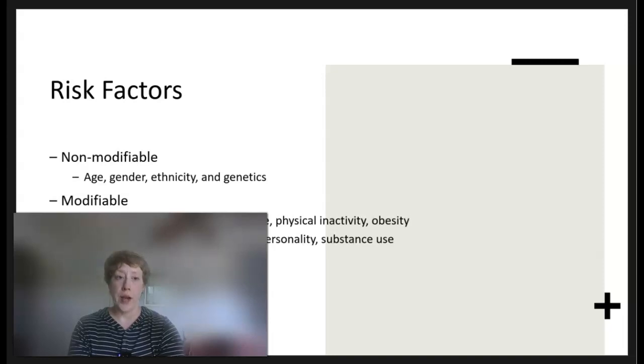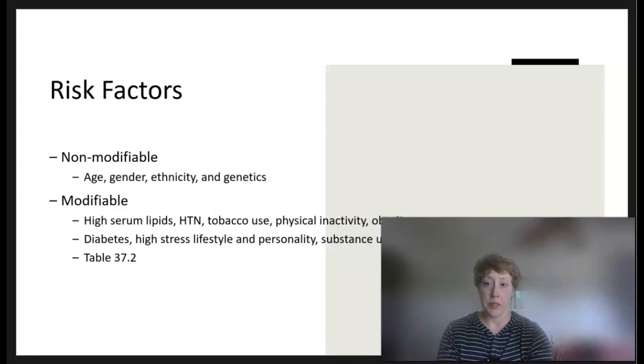Okay, so risk factors for coronary artery disease. Table 37.1, I believe, lists some of these risk factors. There's non-modifiable versus modifiable. Our incidence is highest for men over the age of 45 and women over the age of 55. That 10-year difference is usually related to hormones. Estrogen is actually very cardioprotective. So when women start going through menopause, they actually become at increased risk for coronary artery disease.